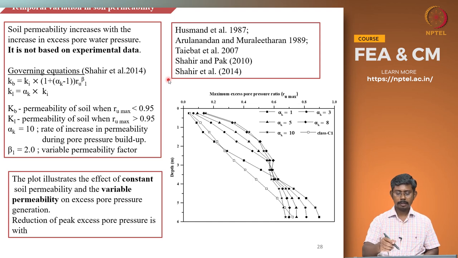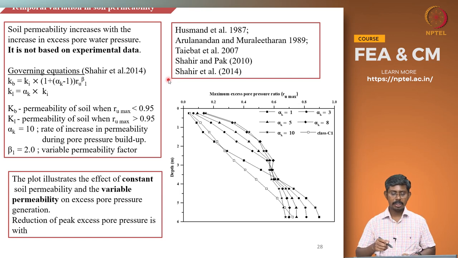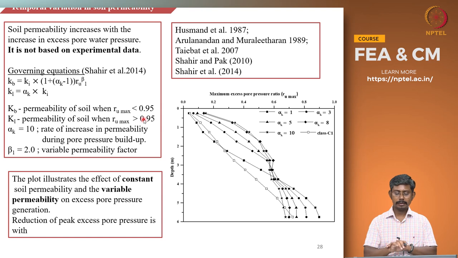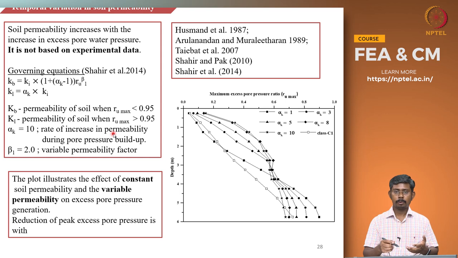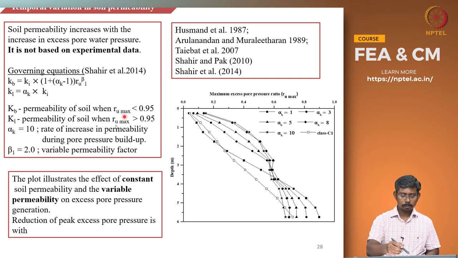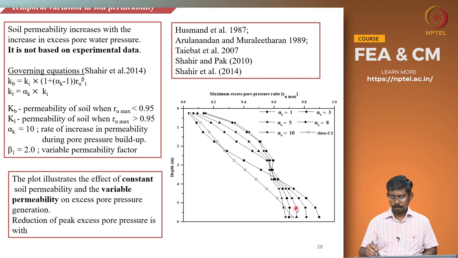Other than considering class C1 simulations, temporal variation of soil permeability is also considered as an option. For this, the relationship proposed by Shahir et al. 2014 was chosen. In this case, the soil permeability is made to increase with respect to the excess pore pressure ratio Ru. As Ru increases, which means the soil approaches liquefaction, the soil particles lose contact, so the increase in permeability can be justified, and in fact that has been suggested by several researchers as well. So that has been incorporated in this numerical model, and the respective plots are shown here.